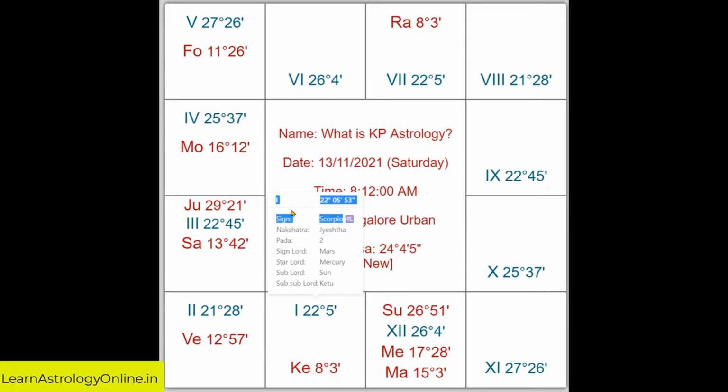What's more important is there is something called the sublord. Now the Lagna Bhava posited at 22:05:53 is owned by Mars, because Scorpio is always owned by Mars. This is the Rasi Lord or the sign Lord. Lagna Bhava is posited at 22:05, therefore at that location the star Lord is Mercury.